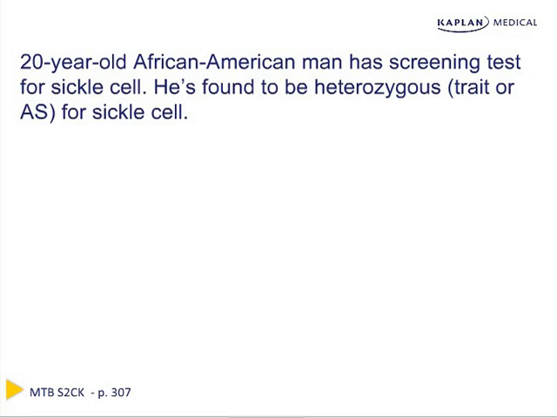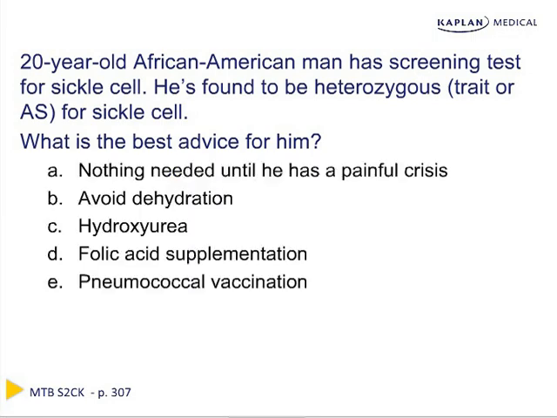So here's our clinical vignette. We have a 20-year-old African-American man who has a screening test for sickle cell. He's found to be heterozygous for sickle cell, which means he has sickle cell trait, or he's a carrier. What's the best advice for him? Our answer choices are: nothing's needed until he has a painful crisis, he should avoid dehydration, he should take hydroxyurea, he should take folic acid supplementation, or he should receive a pneumococcal vaccination.